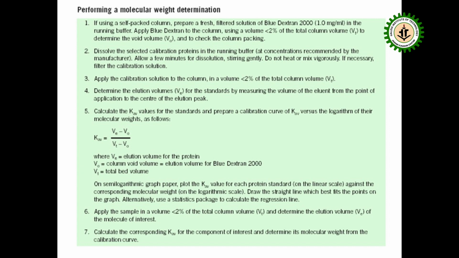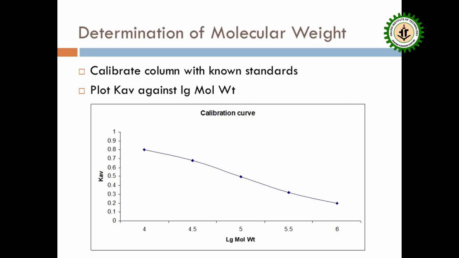Draw the straight line which best fits the points on the graph. Alternatively, use a statistics package to calculate the regression line. Apply the sample in a volume less than 2% of the total column volume Vt and determine the elution volume Ve of the molecule of interest. Calculate the corresponding KAV or KD value for the component of interest and determine its molecular weight from the calibration curve. Now this shows the determination of molecular weight.